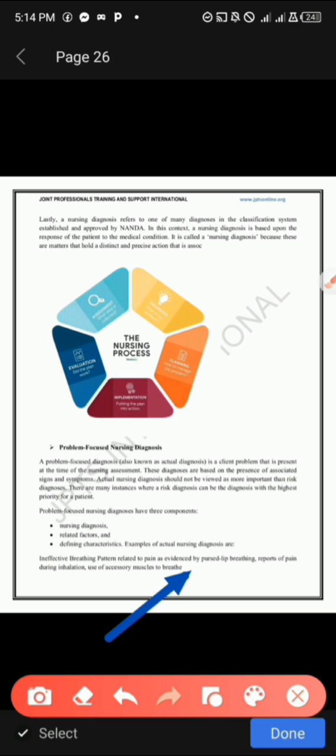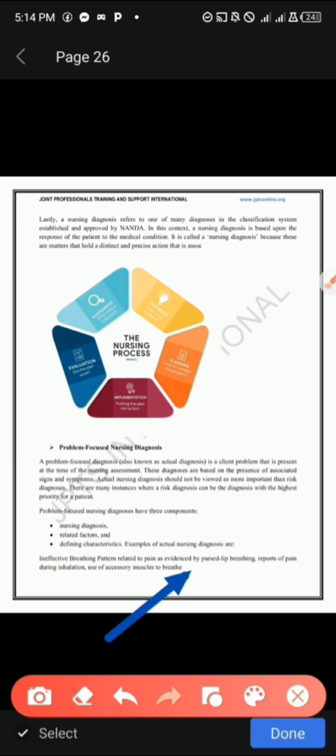Report of pain during inhalation, use of accessory muscles to breathe. This is another systematic approach which we use to save lives. We use it to monitor them, evaluate them, and ask questions to be able to know the types of drugs we are going to give them at the right time.